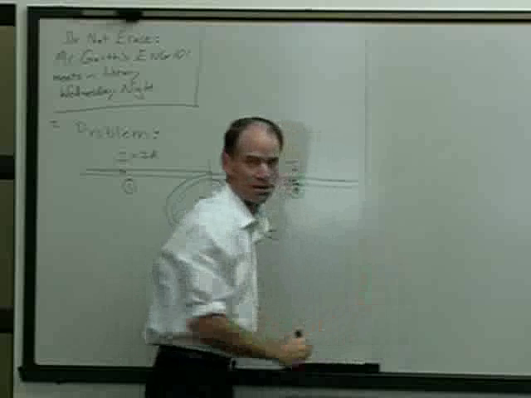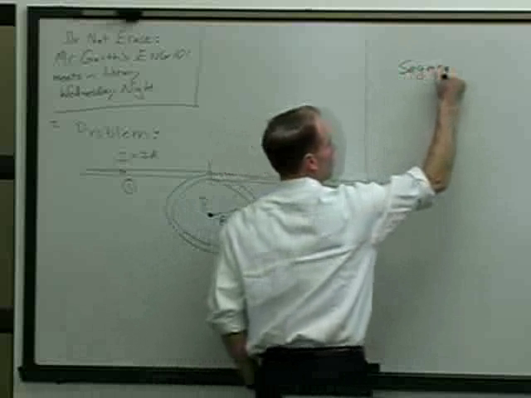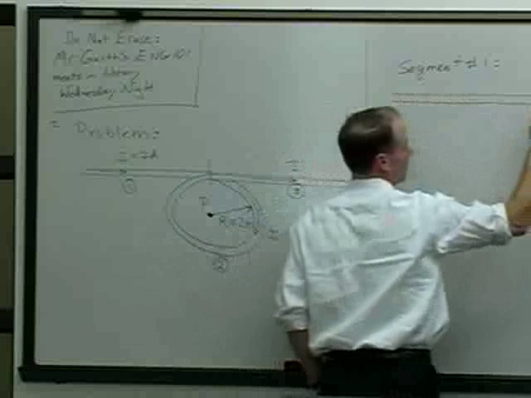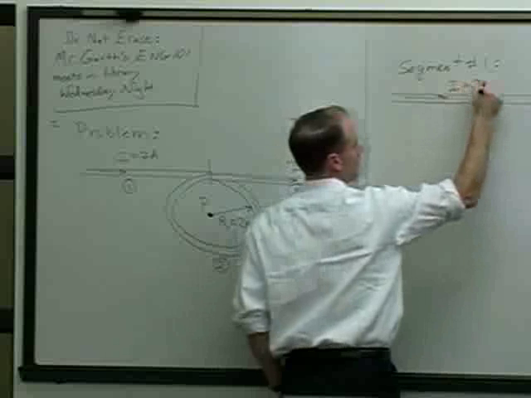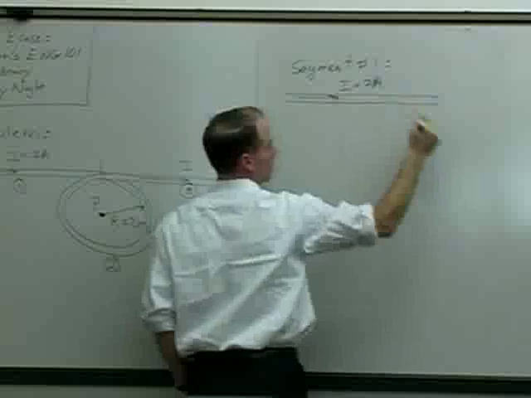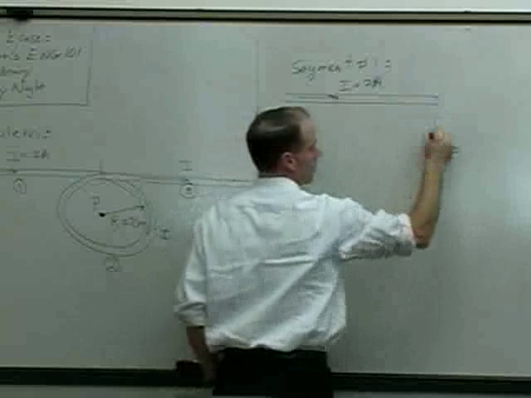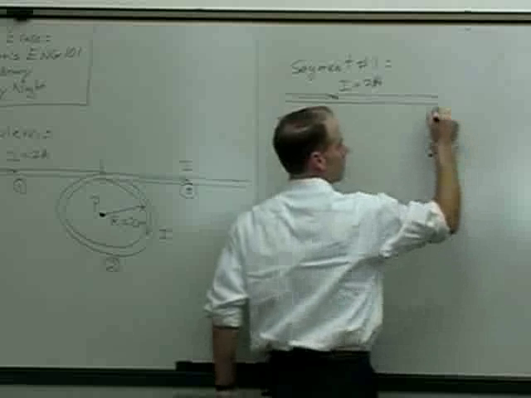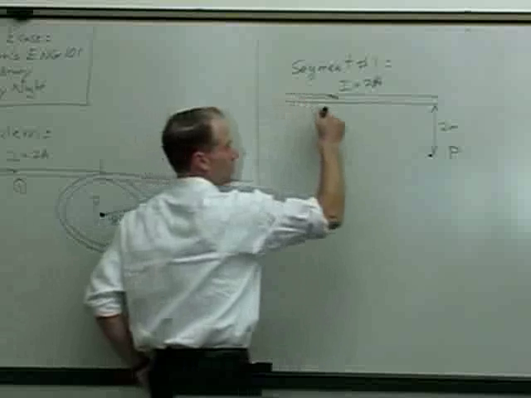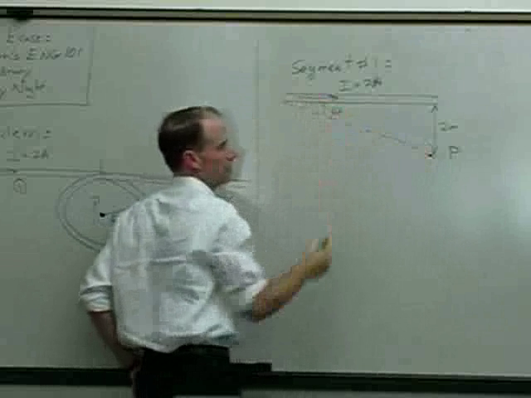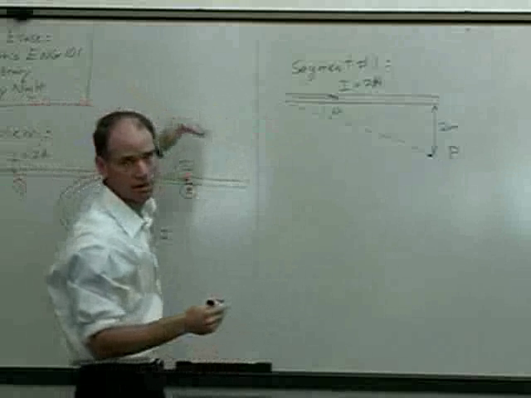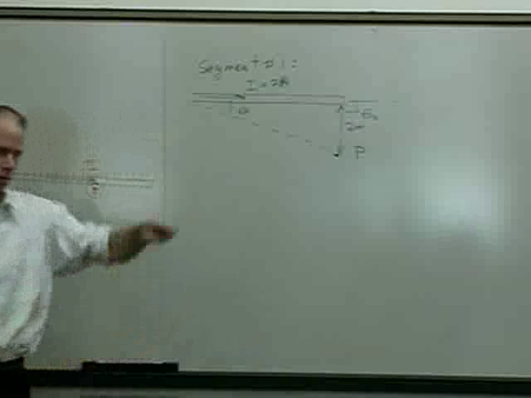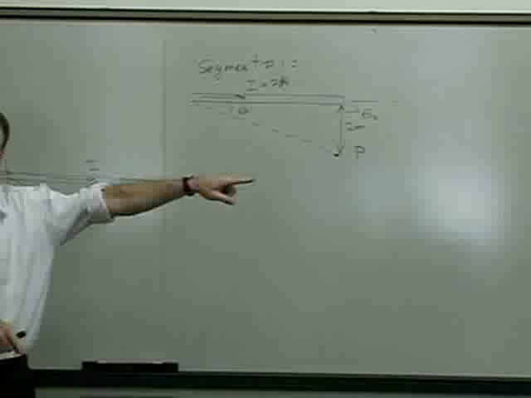So if we look at segment number 1, basically, a semi-infinite line of current coming in like this. And we've got some point P that is a distance equal to that radius down. So that's 2 meters away. Using the Biot-Savart law, this initial angle here would be that angle from the very far end over here, and the final angle would be this angle right here, between the current direction and the vector pointing to the point from each end of the wire.